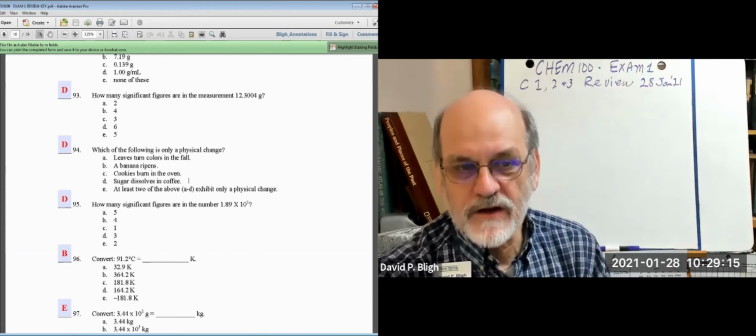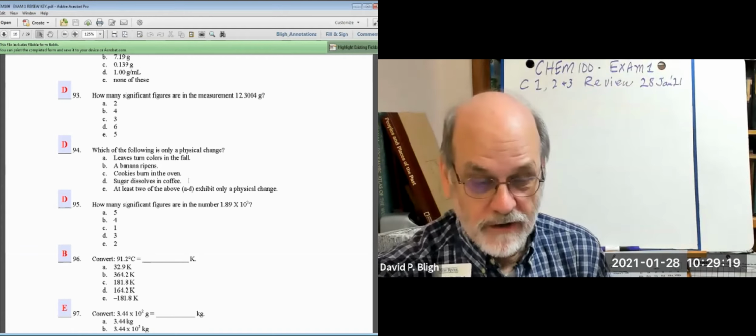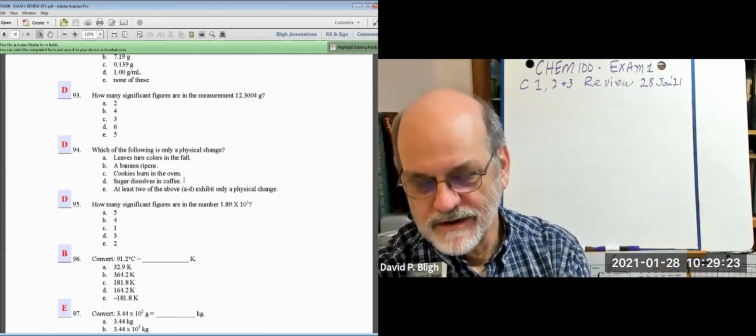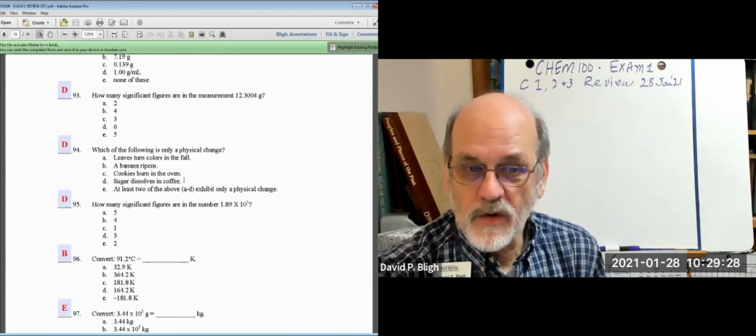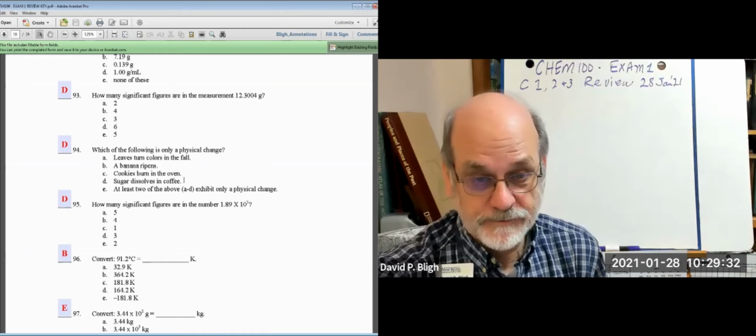Okay, there you go. There's the clue. Sugar in your coffee is still sweet. It's still sugar. It's just changed from a solid into a solution of whatever's in the coffee plus the sugar. So D is the only answer here that is a physical change. The others are chemical changes.